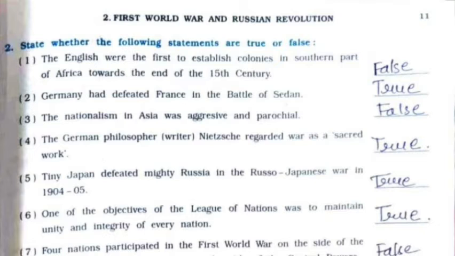It is true. Fifth, tiny Japan defeated mighty Russia in the Russo-Japanese War in 1904-1905. It is true. Sixth, one of the objectives of the League of Nations was to maintain unity and integrity of every nation. It is true. Seventh, 4 nations participated in the First World War on the side of the Allied powers and 24 on the side of the Central powers.